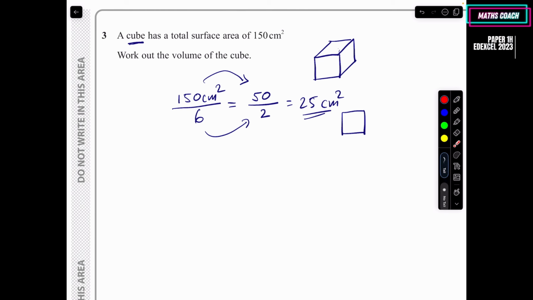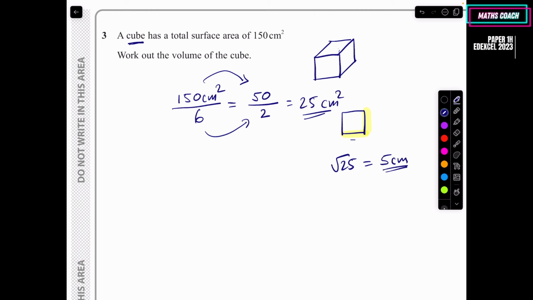Right, so what does that mean? One of these faces is 25 centimeter squared. Now, remember, it's taken from a cube, so it's a square, and therefore this length here times this length here has to give us 25 centimeters squared. Quickest way to do that is to do the square root of 25, and that is 5 centimeters.